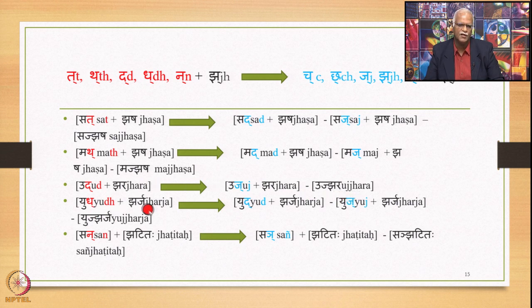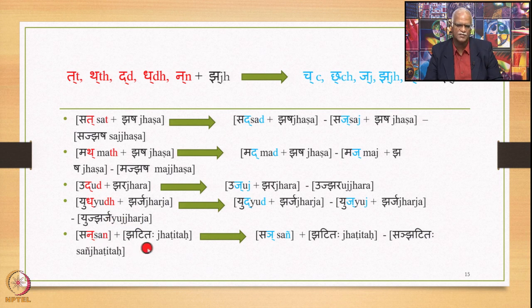Then we have yudha plus jharja. Yudha ends in dha, jharja begins with jha. So now first 8239 applies and substitutes dha by dha. So we have yudha plus jharja. Here 8440 applies and substitutes this dha by jha. So we have yuj plus jharja. We join it together and we get yujharja.